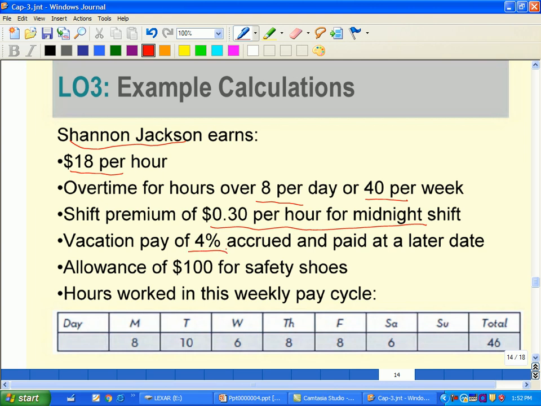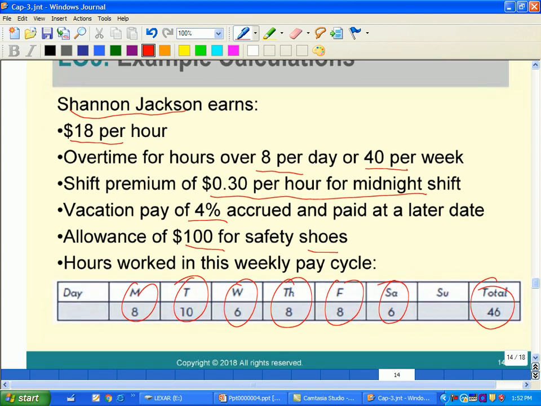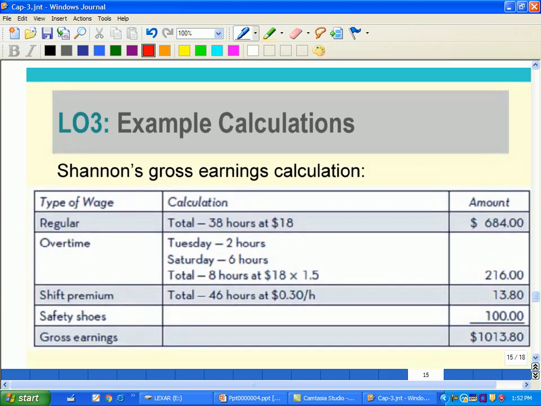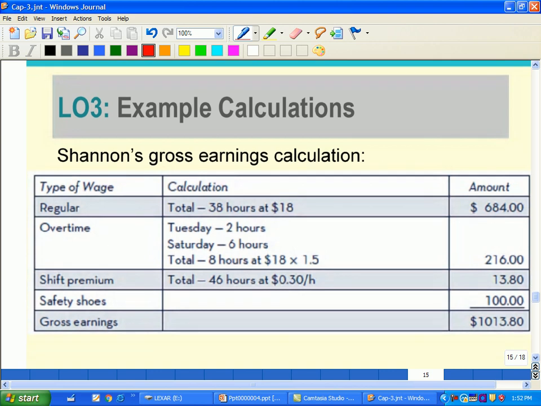And vacation pay is 4%, with an allowance of $100 for safety shoes paid. So, this is hourly work in this week's pay cycle. On Monday, Tuesday there are 2 hours extra, here she works 6 hours, is 8 hours, and then works Saturday 6 hours. So, total hours worked was 46 hours. Let us calculate Sharon's gross earnings for the purpose of taxes.